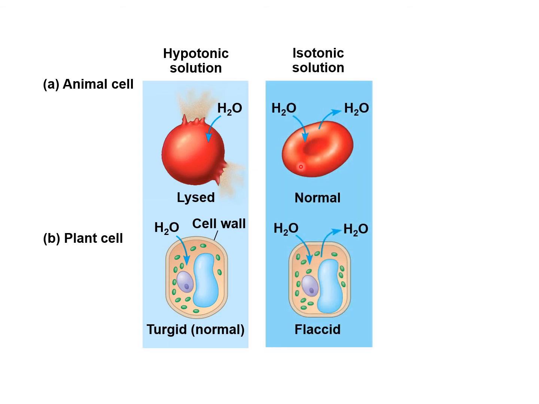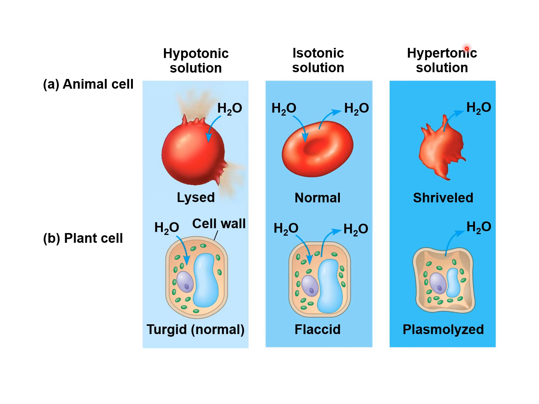Isotonic, red blood cells are perfectly happy there. They're exchanging water at an equal rate, so they will retain their original shape. Plants can do okay in isotonic situations, but they oftentimes will begin to lose that pressure that they need to stay upright. So non-woody plants oftentimes will become a little wilted, and that's what we mean by flaccid.